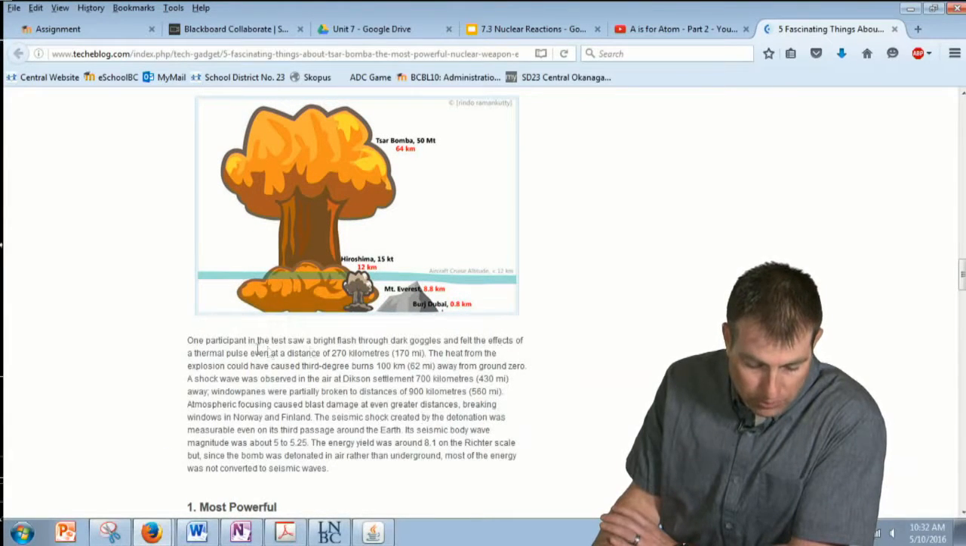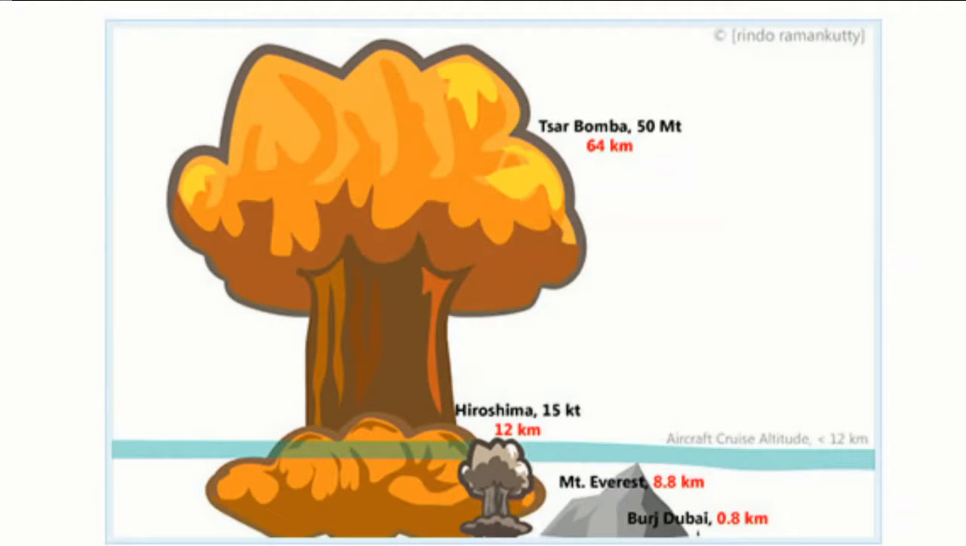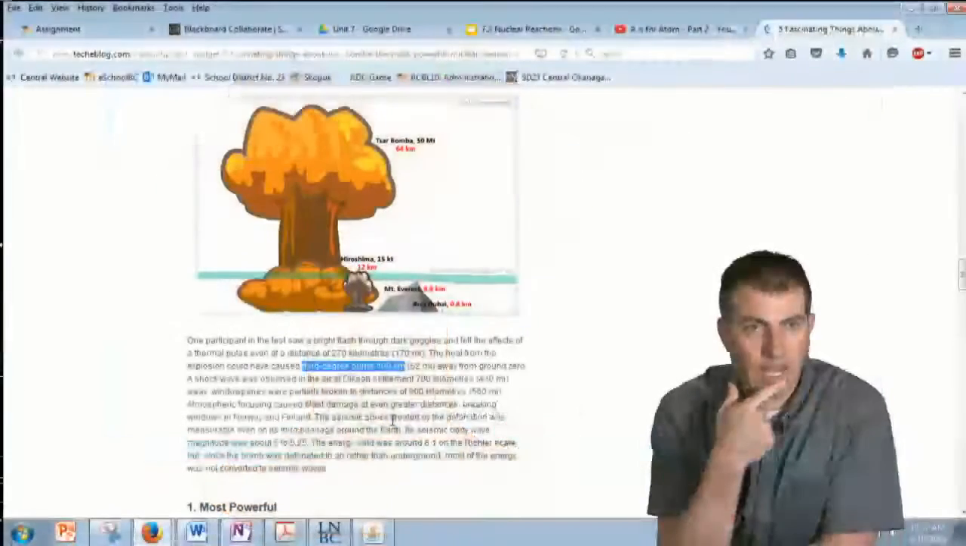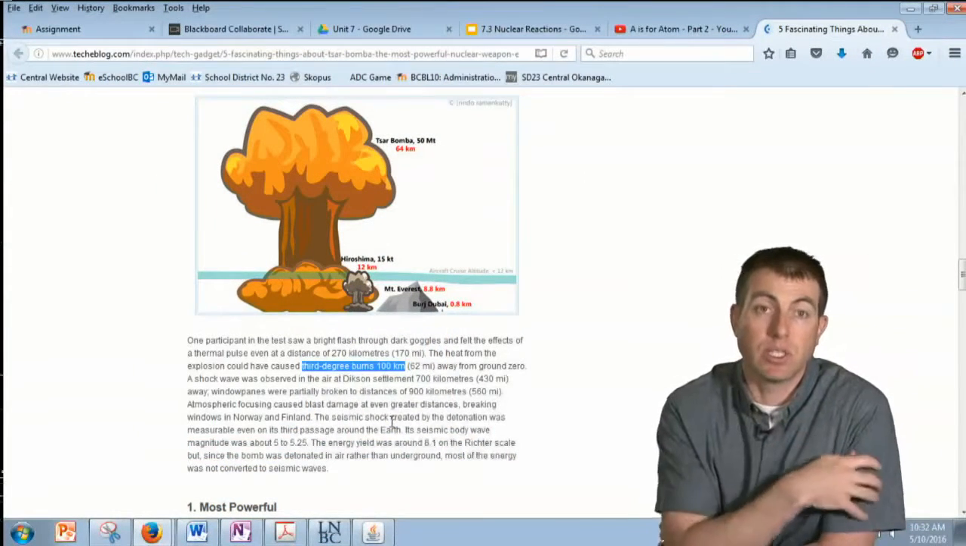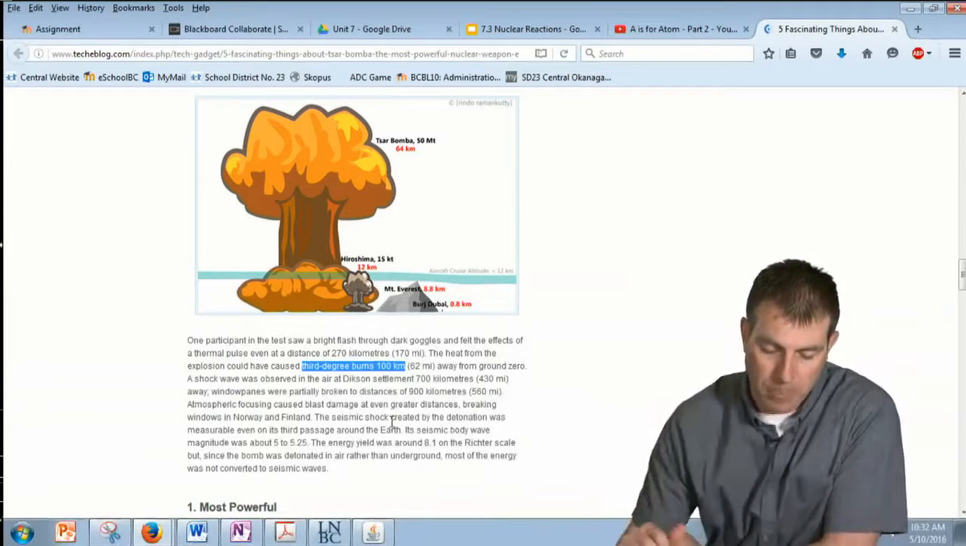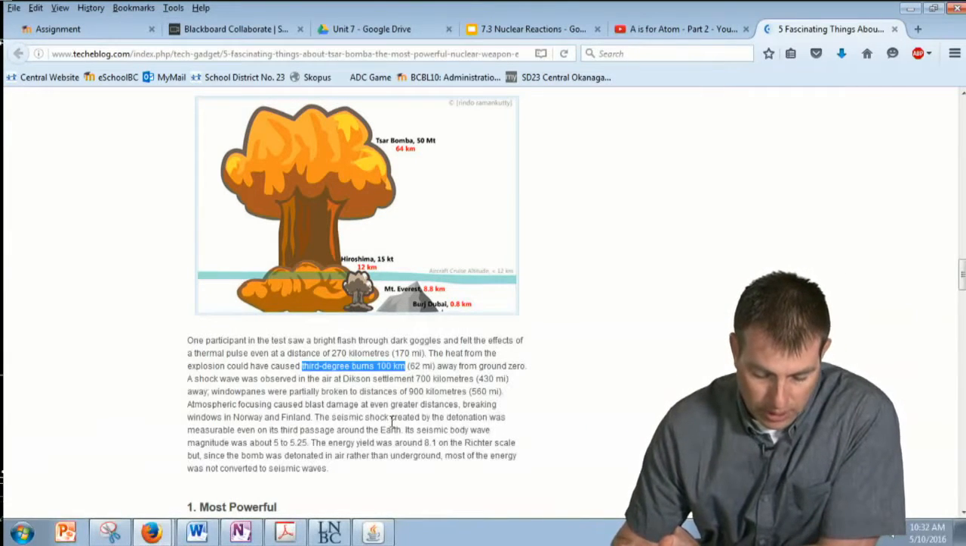Basically, the heat from the explosion could cause third-degree burns. So a sunburn is a second-degree burn. A third-degree burn basically kills your skin. If you were 100 kilometers away from this bomb, if you were standing there, you'd get third-degree burns. So that means your skin would basically be destroyed, all 3 layers of skin.